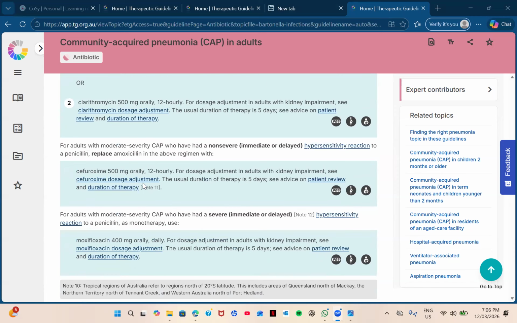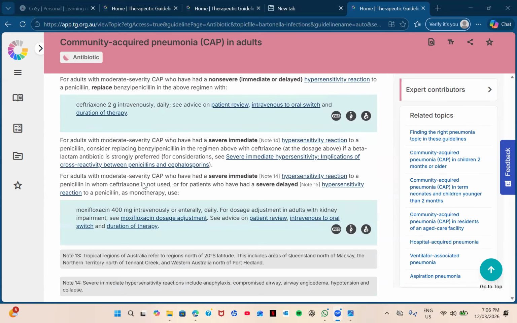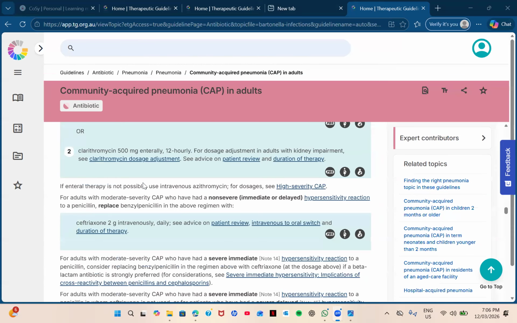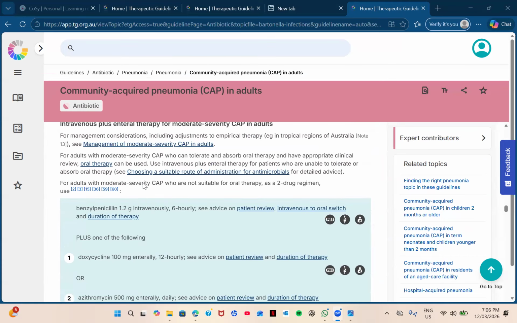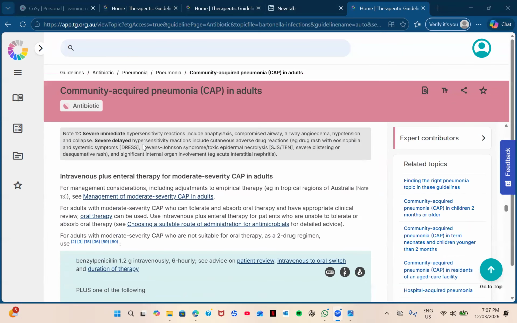One more thing you should know, and we'll discuss that as well: intravenous therapy. When do we use intravenous therapy, doctors?